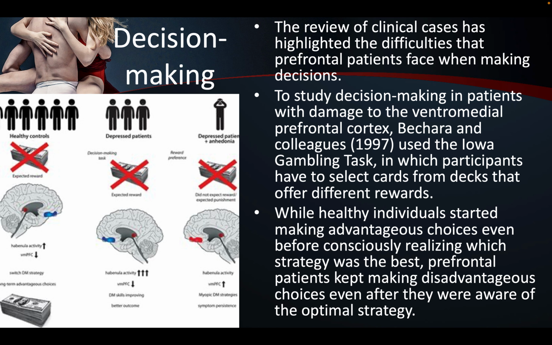To study decision-making in patients with damage to the ventromedial prefrontal cortex, Bechara and colleagues in 1997 used the Iowa gambling task, in which participants have to select cards from decks that offer different rewards. While healthy individuals started making advantageous choices even before consciously realizing which strategy was the best, prefrontal patients kept making disadvantageous choices even after they were aware of the optimal strategy.